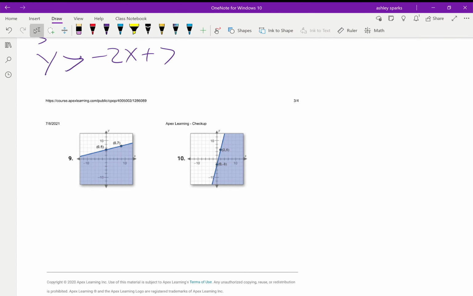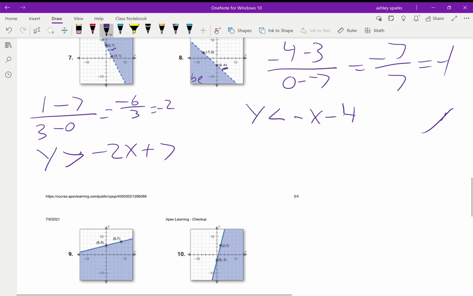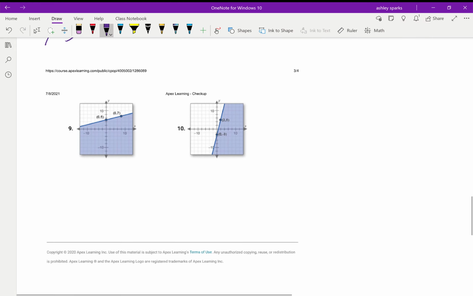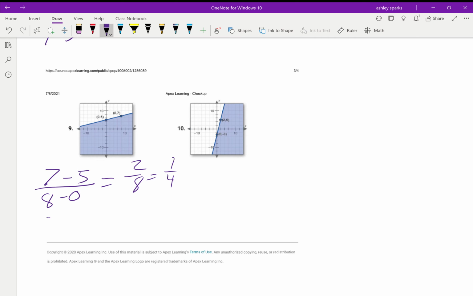These two here, we see how the line has changed. So all of the ones I've done so far have the dots. This is where I'm going to have to use that equal to. Going to our slope formula again, I got 7 minus 5 over 8 minus 0. So that would give me a 2 over 8, which can be simplified to 1/4. So y, 1/4 x. Intercept there is at plus 5.